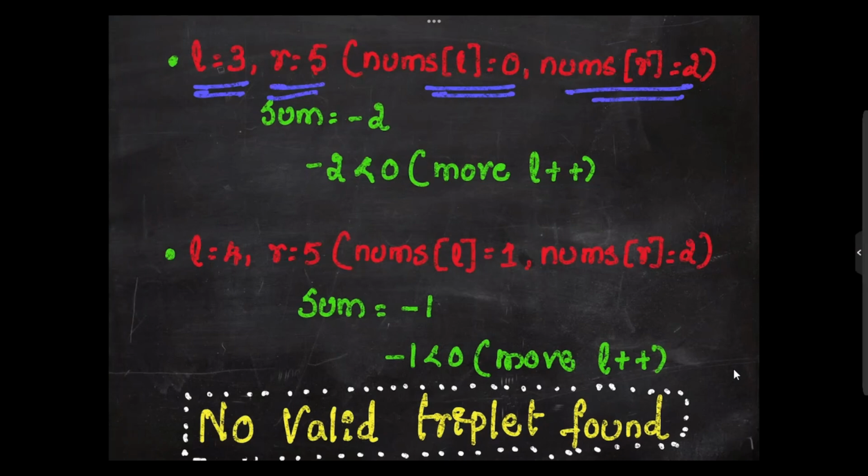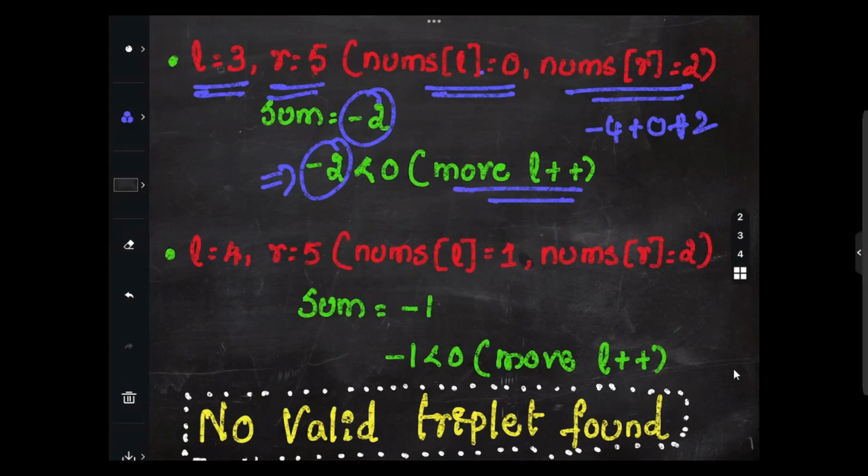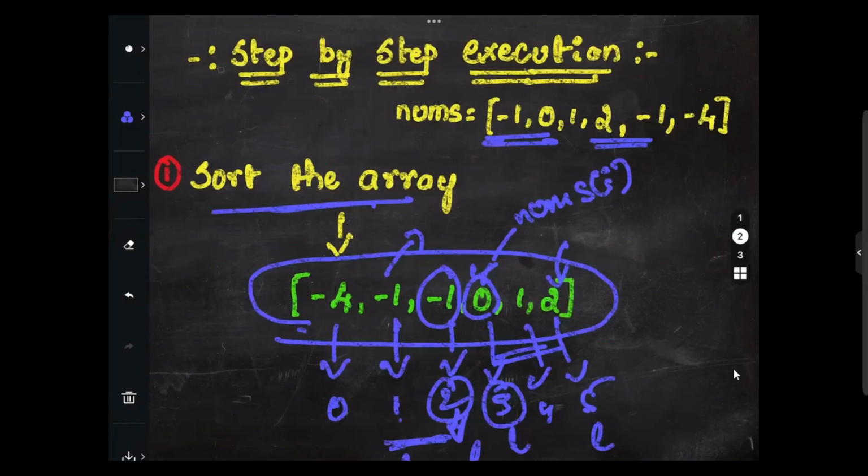So this will be minus 4 plus 0 plus 2, sorry, plus 2 here in this case. So minus 4 plus 0 is minus 4, minus 4 plus 2 is minus 2. Again we didn't get 0 here, we got minus 2. Minus 2 is less than 0. Again we will move the left pointer here.